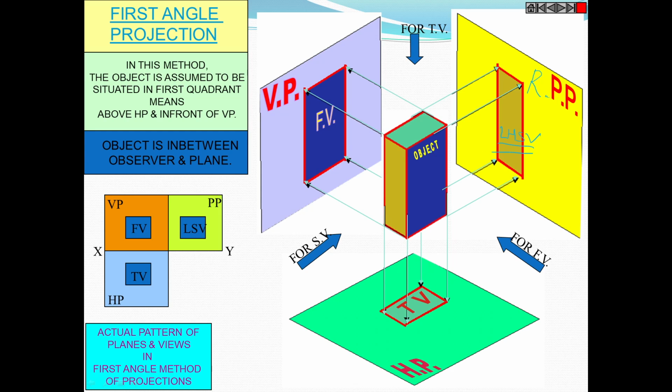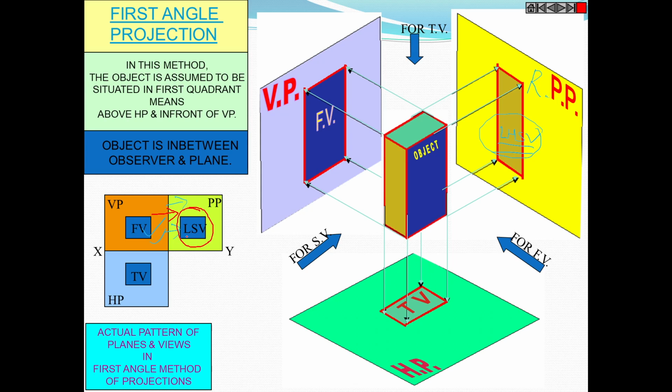Front view, top view, and left hand side view. And we can see here, with respect to the XY line, the position of these views. So top view below the xy line, front view above the xy line, and side view beside the front view. And on which side? It is on the right side. This left hand side view is on the right of the front view.